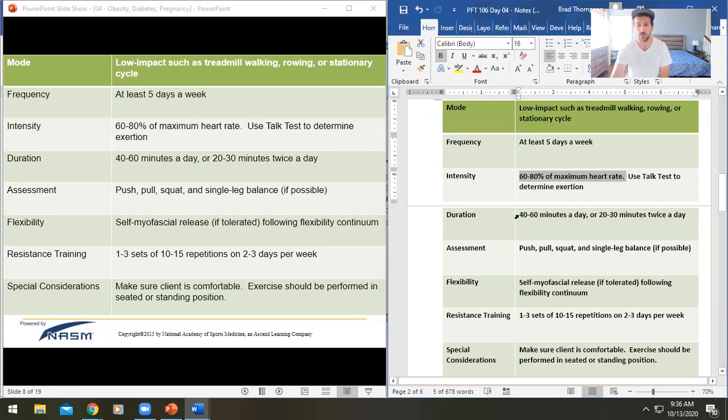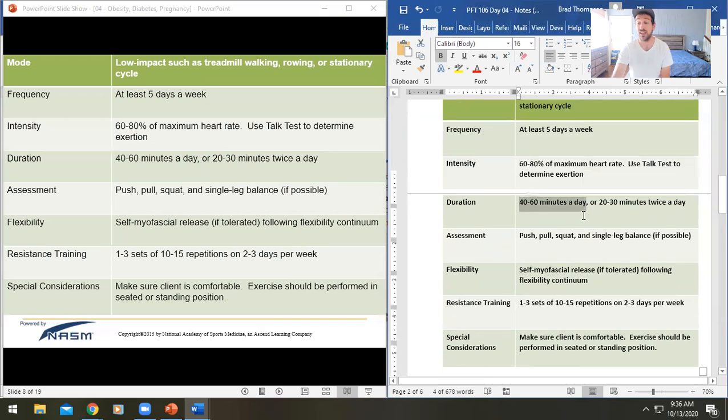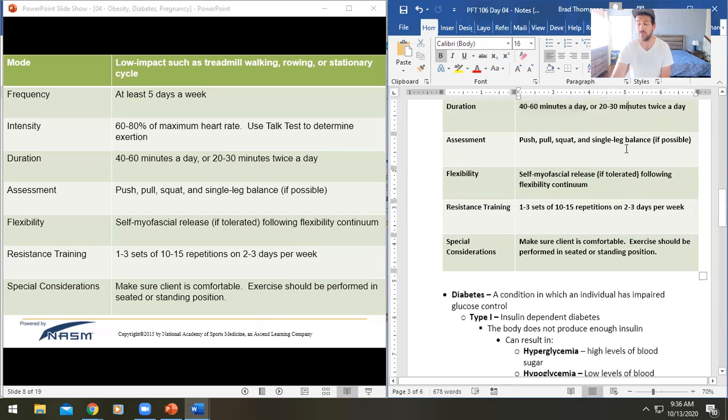Duration, 40 to 60 minutes a day. Alternatively, you can do 2 20-minute sessions. This is actually a really effective strategy. I really like the 20 to 30 minutes twice per day method.